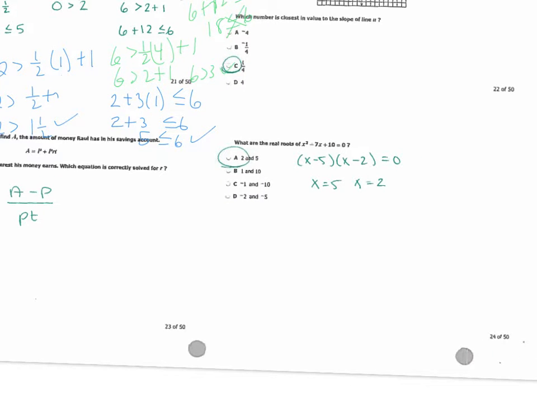Real quick, look at 24. What are the real roots of the following? Out of all those words, I see the word roots. Roots mean x-intercepts. Looking at this problem, how do I know I have to factor? Because x is squared.